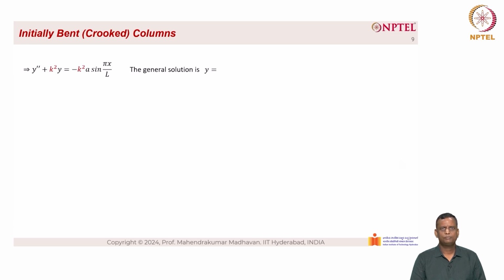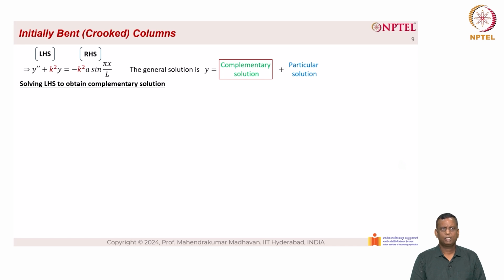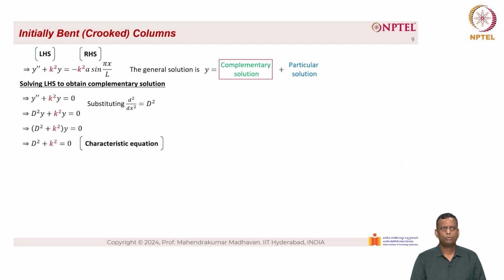The general solution for this is y equal to complementary solution plus particular solution. The complementary solution is given on the left hand side. To solve this complementary equation, we take y double dash plus k square y equal to 0. Substituting d square by dx square equal to capital D square, we have D square y plus k square y equal to 0, so D square plus k square into y equal to 0. D square plus k square equal to 0 is the characteristic equation. The roots of it are given as D equal to plus or minus ki.